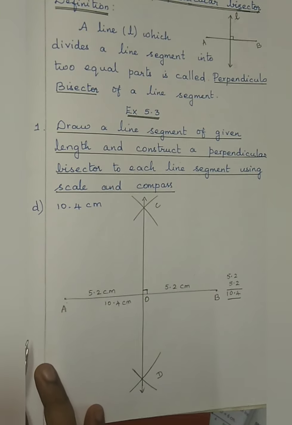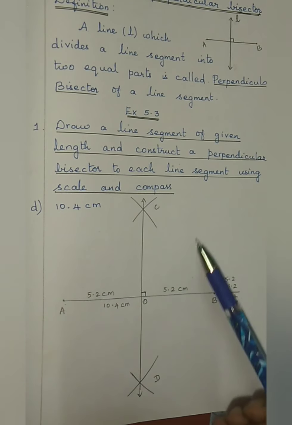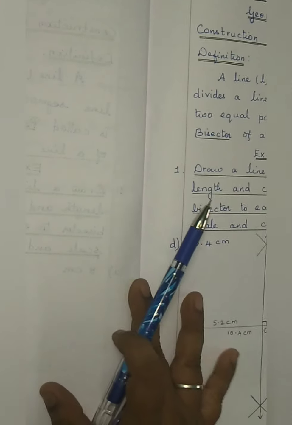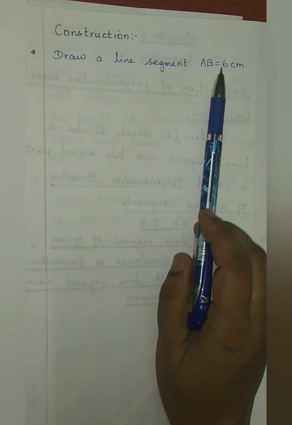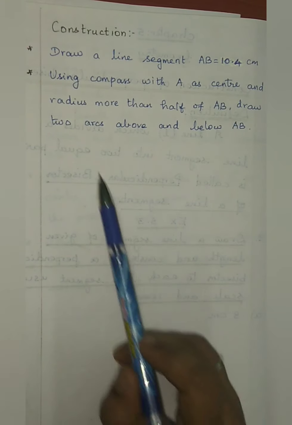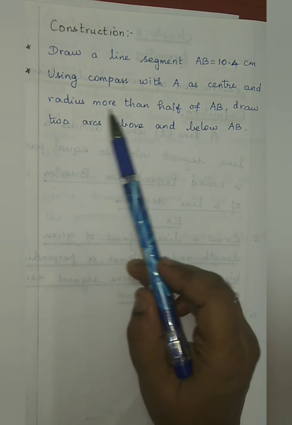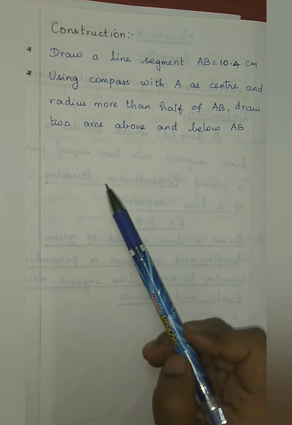Construction, let us write on the left side. Construction is nothing but the steps we followed here to draw a perpendicular bisector for the given line segment. We are going to write in words. First step, draw a line segment AB equal to 10.4 centimeter. Second step, using compass with A as center and radius more than half of AB, draw two arcs above and below AB.